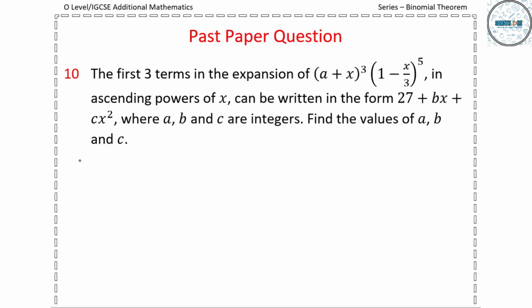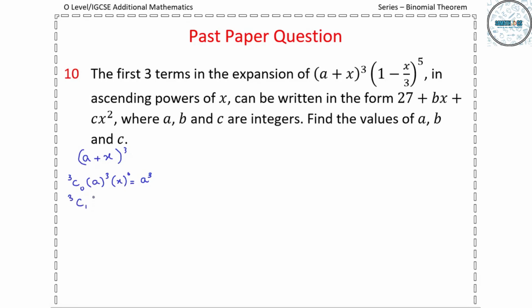We will find out the first three terms in the expansion of (a + x)^3. The value of a is a here, b is x, and n is 3. So 3C0 a^3 x^0 will be: 3C0 is 1, a^3 is a cube, and x^0 is 1. So we simply have a cube here.